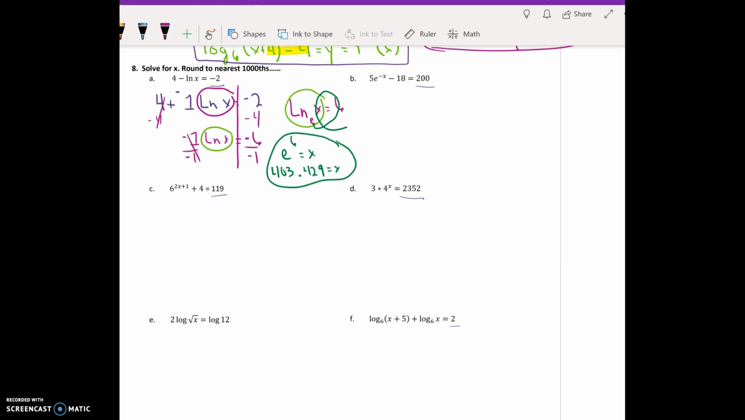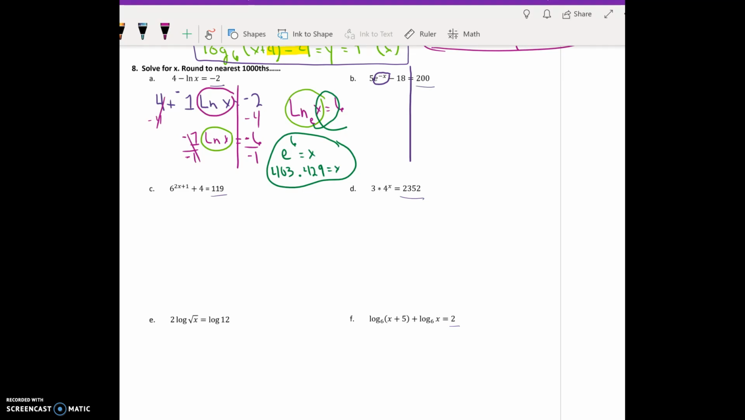All right, on B, I'm solving for x. So again, what I'm going to do is first draw my wall. The next thing I'm going to do is circle my base and my exponent. My base is e, and my exponent is -x, or -1x. That 5 is not part of the base. There's only one base, and it's e, which is about 2.7-ish, close to 3.